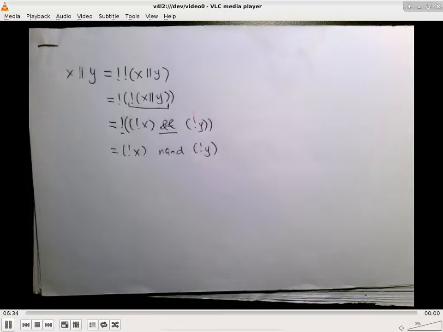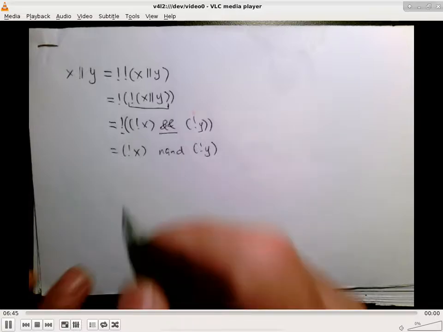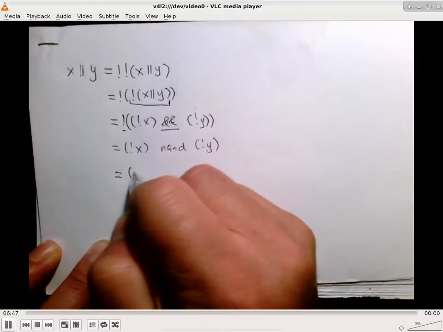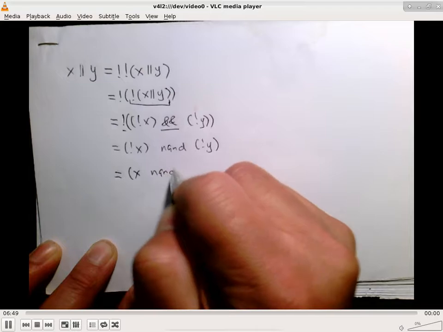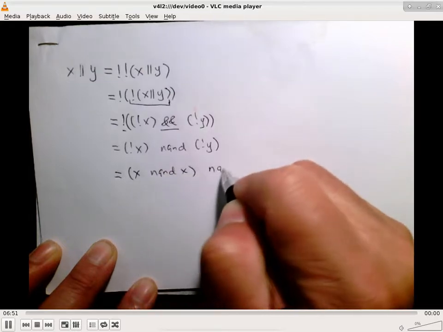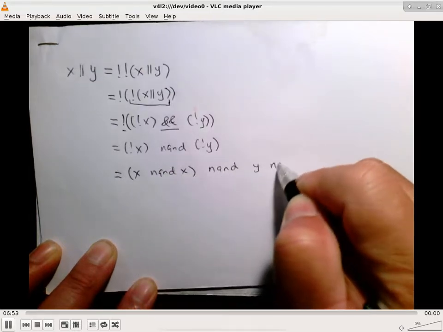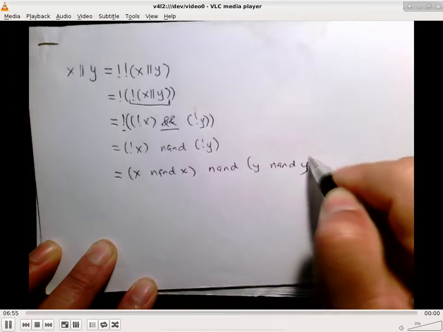But we already know how to convert NAND into a regular negation, because not X is X NAND X, or the negation of X and X. So that means now I can finish this one by saying this is X NAND X, and then NAND Y NAND Y, like that.